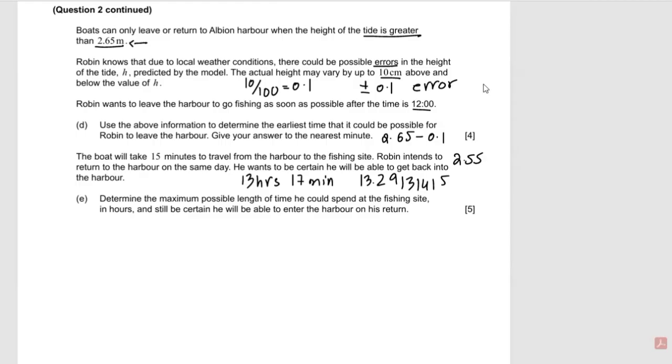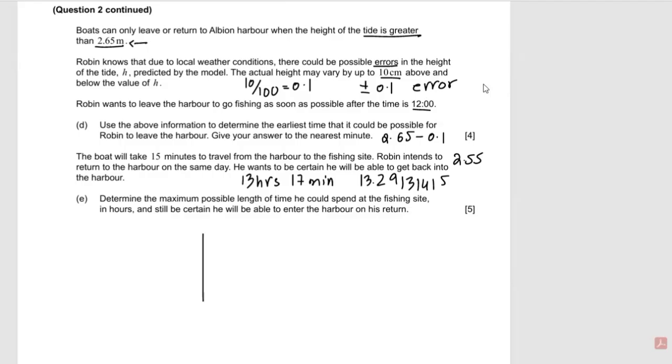What did I just do? Why did I subtract the error? Because I was trying to find the earliest possibility. There's some error going on. Okay. The boat takes 15 minutes to travel from the harbor to the fishing site. So it takes 15 minutes. Robin intends to return to the harbor on the same day. He wants to be certain he will be able to get back into the harbor. Okay, fine. Part E: determine the maximum possible length of time he could spend at the fishing site in hours and still be certain he will be able to enter the harbor on his return.